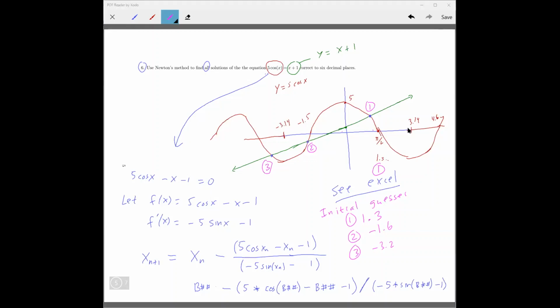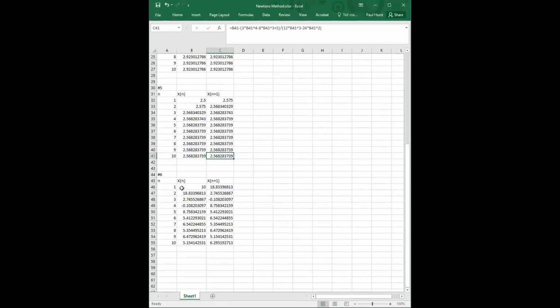Okay, so we'll come over here to Excel. Here, number 6, I've already inputted everything. Up here, we have the formula B number minus 5 times cosine of B number minus B, and so on. That's just the formula from Newton's method. Then right here, this one is equal to C46, and then this one will be C47, and so on. Now our initial guess is 1.3, and that looks like it converges to 1.1306.